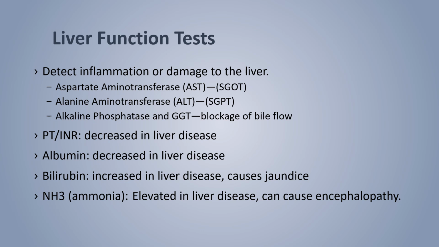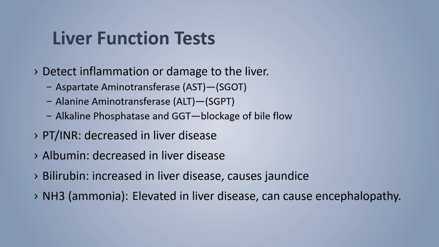Now, just depending on the particular lab, you might see those listed as AST, ALT, or SGOT and SGPT. The alkaline phosphatase and GGT, I don't think I've ever really seen those listed as anything different. Other things that we're going to check with liver function tests, if we do that whole liver panel, we should also see a PT-INR if it's going to be decreased with any type of liver disease.